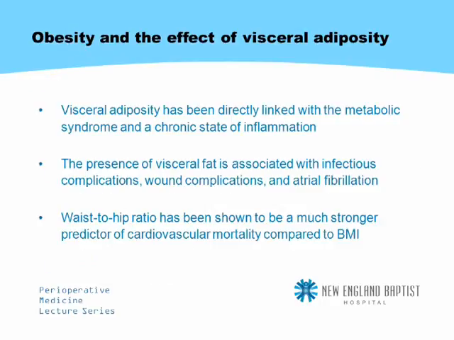There's definitely been a lot of association of visceral adiposity with metabolic syndrome and chronic inflammation. There's also been association of visceral fat with complications like wound infections and AFib, and the waist to hip ratio has also been associated with cardiovascular mortality. So I think in the future we'll probably have to move from just doing BMI to actually doing the waist to hip ratio, and somehow measuring visceral adiposity, so we can get exact data on the impact of obesity.